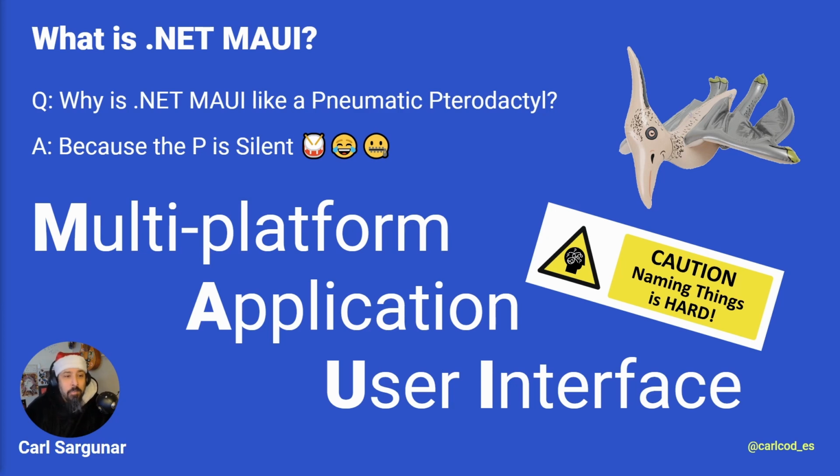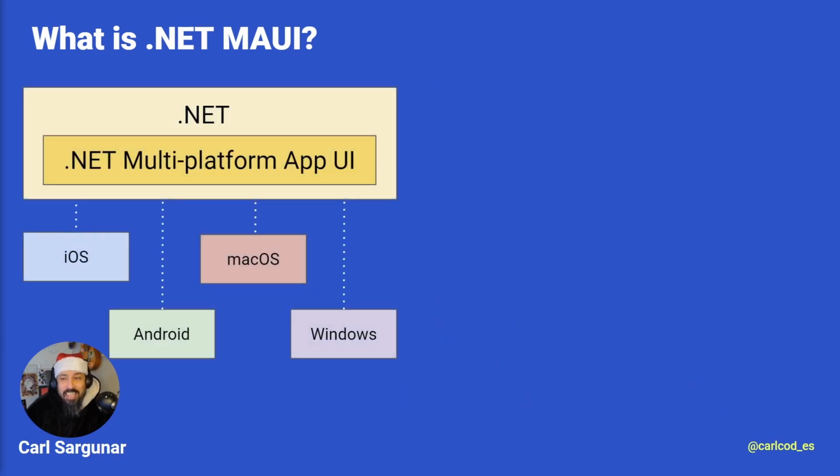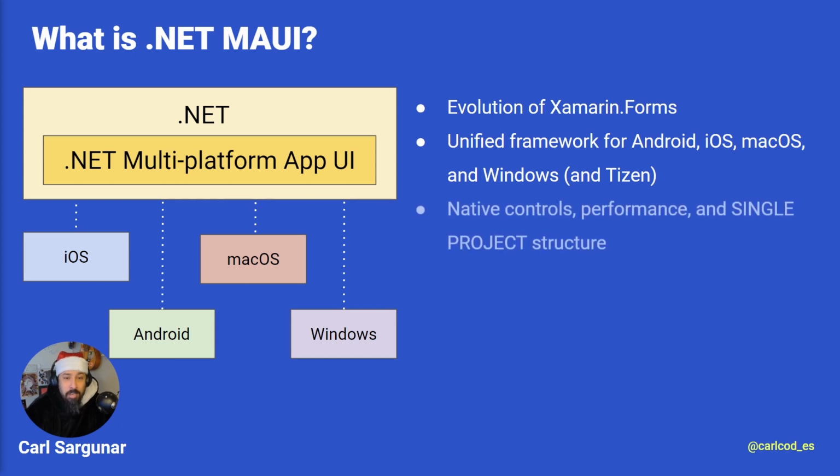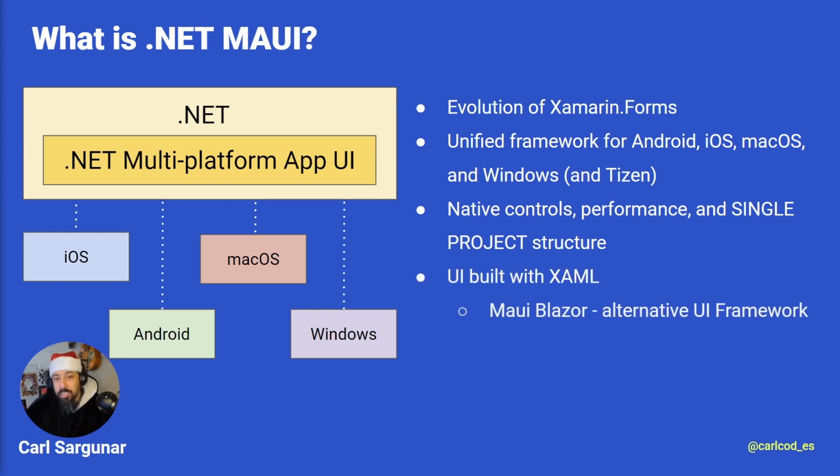MAUI stands for Multi-Platform Application User Interface, but as I say, silent P. It is the evolution of Xamarin Forms, which is the previous Microsoft framework for cross-platform app development. It'll allow you to build applications for Android, iOS, macOS, Windows, and Tizen. The UI is traditionally built in XAML, but there are other UI frameworks available.